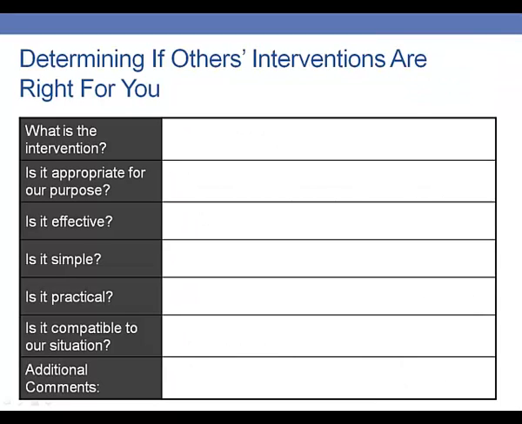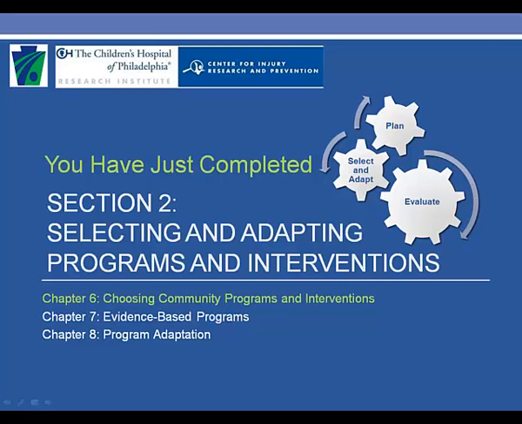So now it's your turn to determine if other interventions are right for you. Start by going to the Teen Traffic Safety Program database. Look at the programs that are on there, and then use this worksheet as you work through them to help you determine if their interventions might be right for you. This worksheet can help you track details like, what is the intervention? Is it simple, practical, compatible to your situation, and provides you a place to write your notes. You can find this worksheet in your resources book.